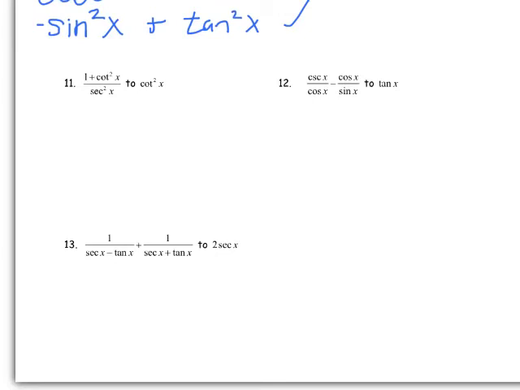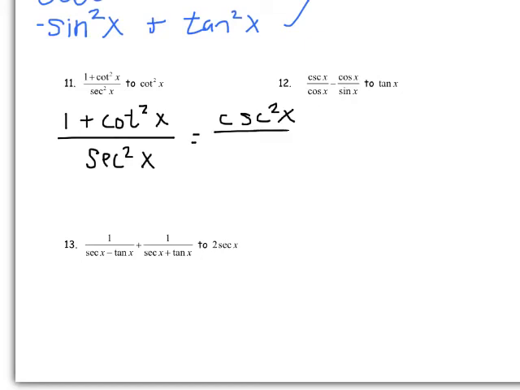Number 11, 1 plus cotangent squared over secant squared. If I rewrite that problem, I believe that 1 plus cotangent squared is on your formula chart as cosecant squared. And this is actually on your formula chart as well. Well, cosecant over secant is. Cosecant over secant is cotangent, therefore the squared is cotangent squared.